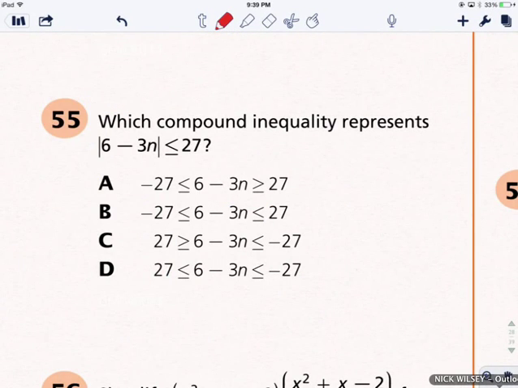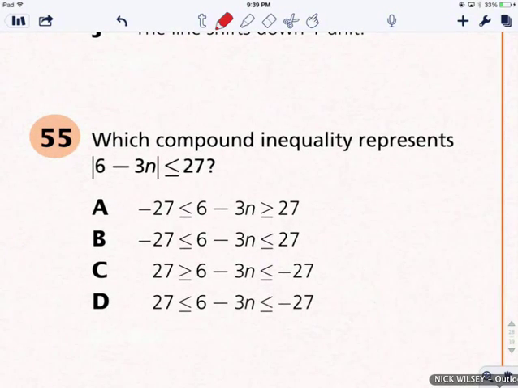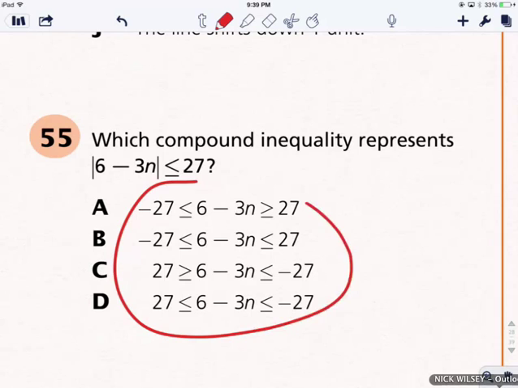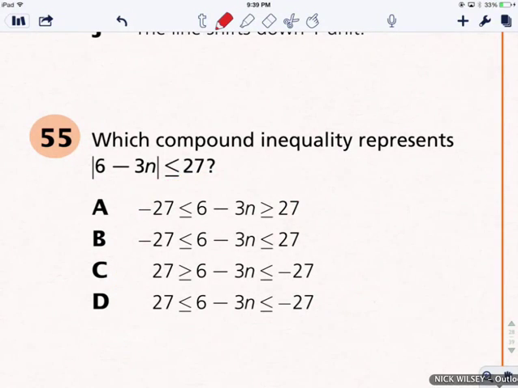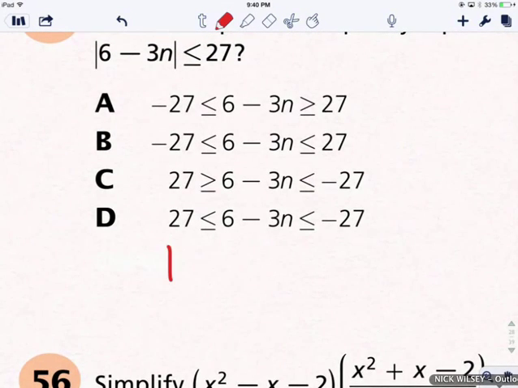In number 55 here, we are given a compound inequality, an absolute value inequality, and we're asked to determine which of these possible inequalities is equivalent to the original one. Now, do you remember how to deal with absolute value inequalities? Probably not, but let's see if this rings a bell.